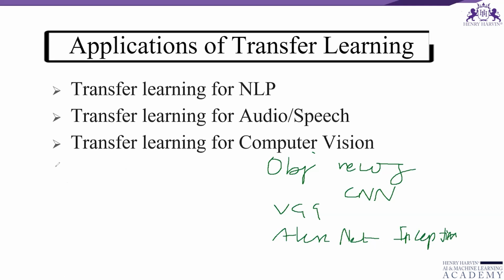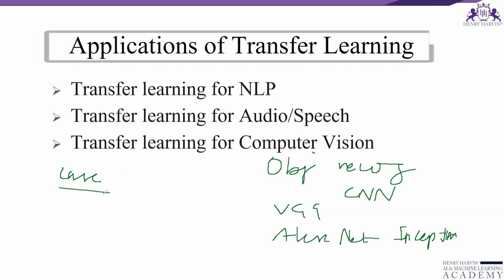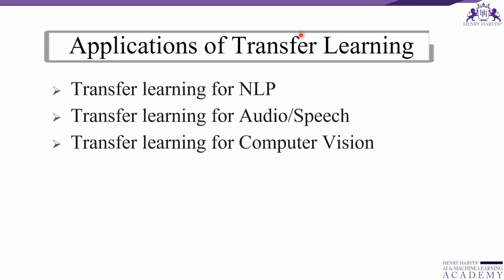There are also several case studies, like image classification with constrained data availability. If you get time, you can go through some case studies related to this so that you can get a clear knowledge about transfer learning. Hope this session helped you clearly understand what transfer learning is, the applications of transfer learning, and how pre-trained models basically work. Thank you.